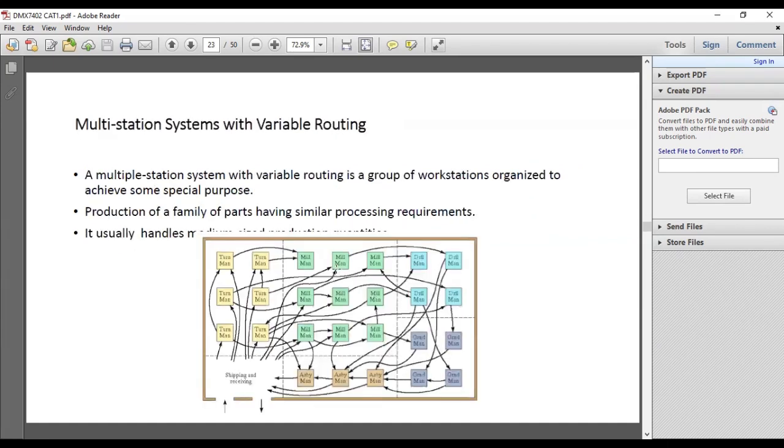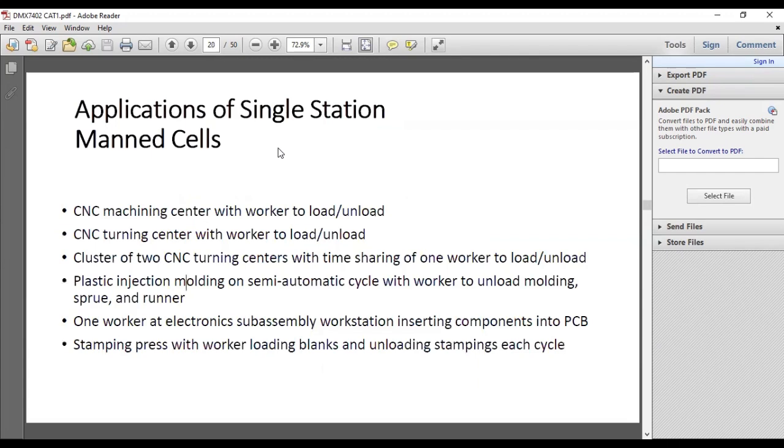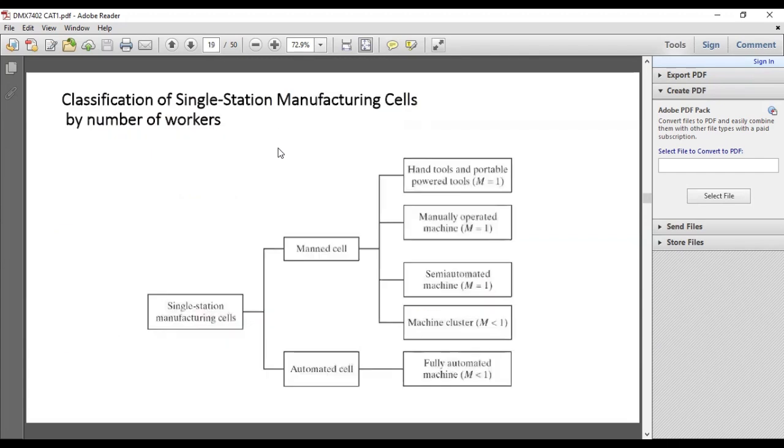Excuse me, sir. Can some power tools be used in a single station manufacturing system? Yes, power tools, or a single cell. Manual or power tools, which is shown here. It can be a cell where one person operates whatever the tools are: CNC, lathe, milling machine. But if it's CNC, it comes under the automated cell.